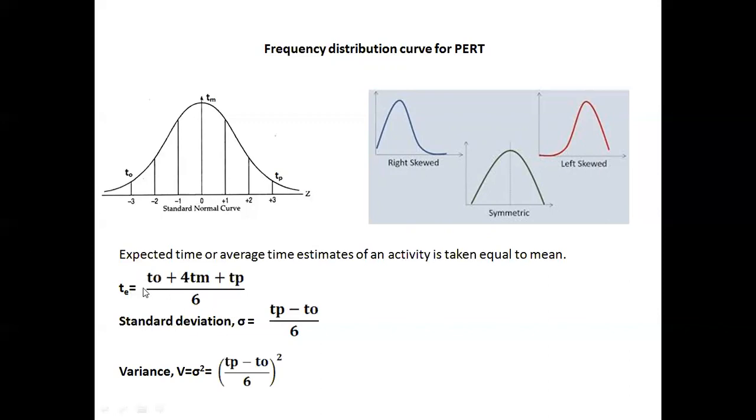After finding the expected time, you can find the standard deviation. The standard deviation sigma is calculated as TP minus TO divided by 6, which gives the standard deviation of the individual activity. Then the variance of each activity can be calculated by squaring this standard deviation of that respective activity. That is, variance is equal to sigma square, where sigma is TP minus TO divided by 6.